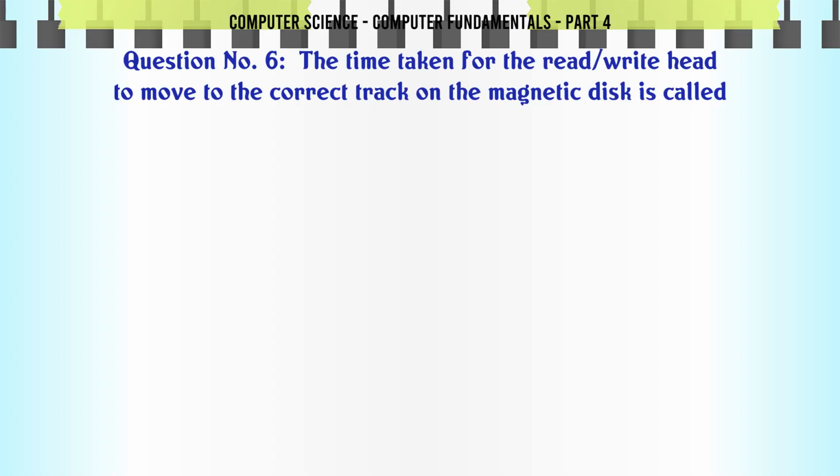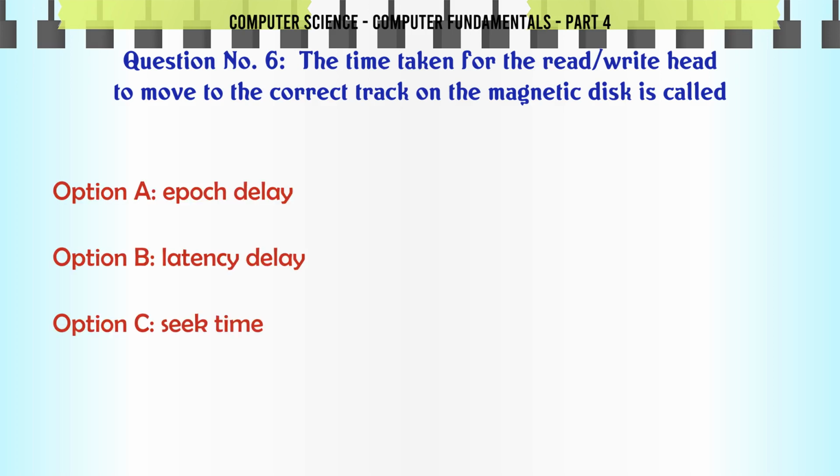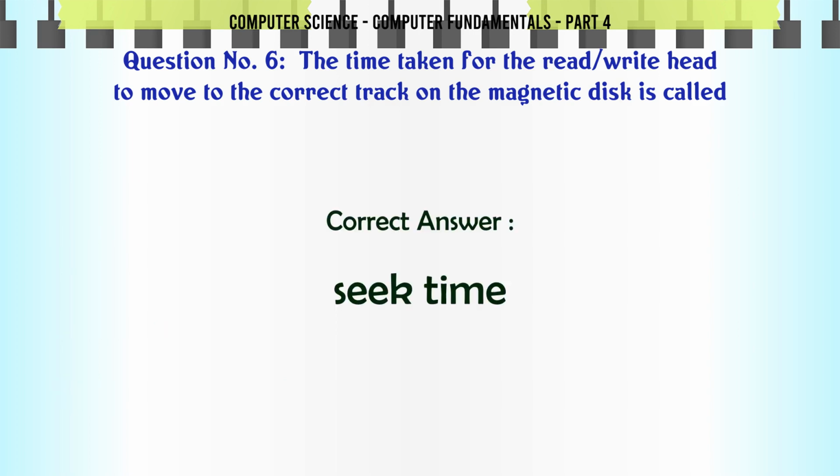The time taken for the read-write head to move to the correct track on the magnetic disk is called A. Epoch delay, B. Latency delay, C. Seek time, D. Approach time. The correct answer is seek time.